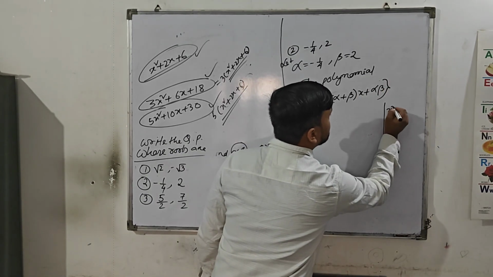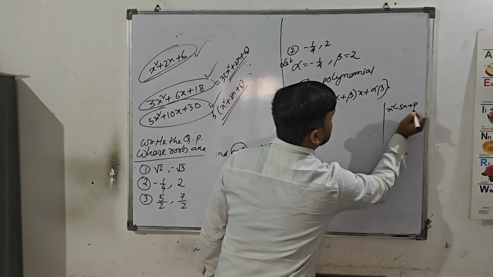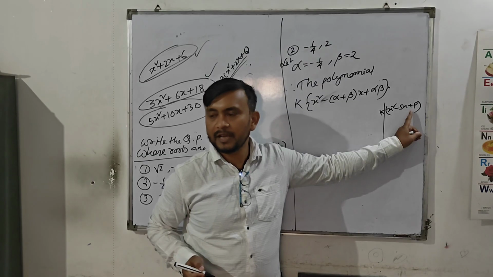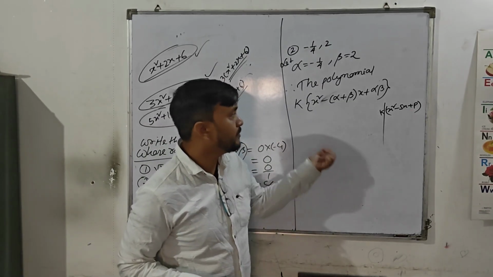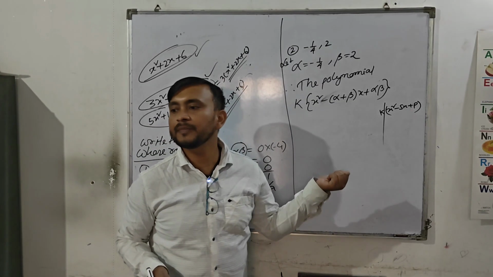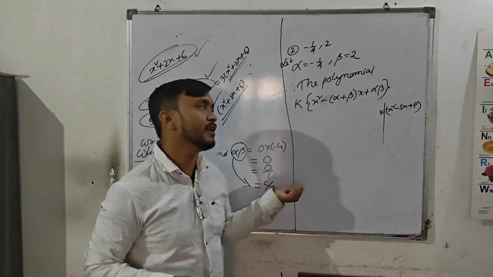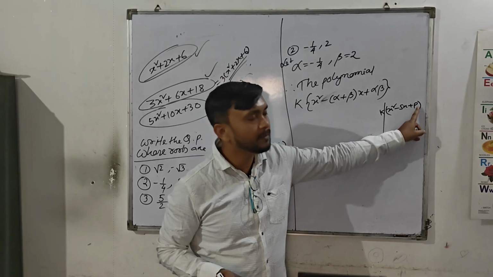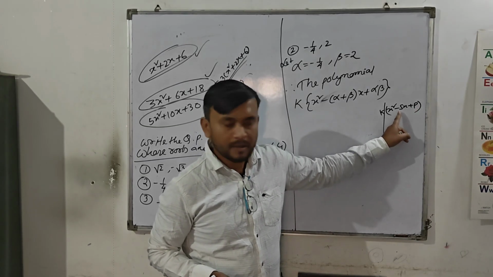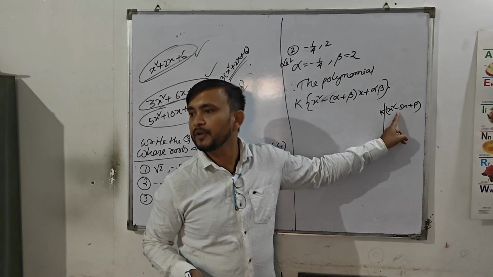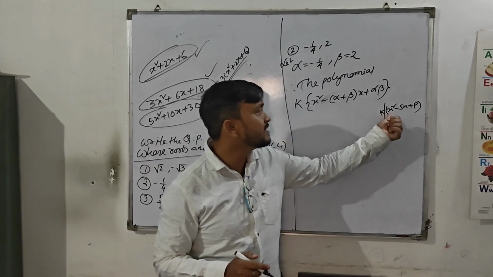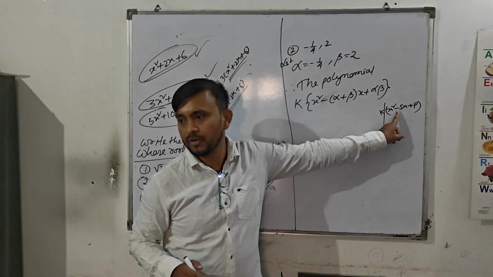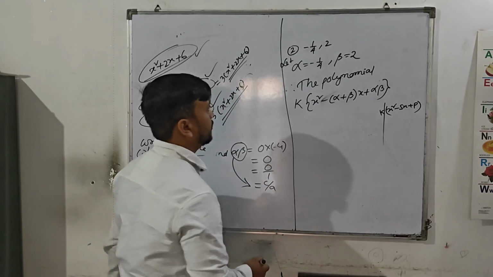If the roots of the polynomial are given, then the polynomial can be expressed as option 1, 2, 3, 4. S for sum, P for product. x square, then minus s times x, plus p. Remember this.